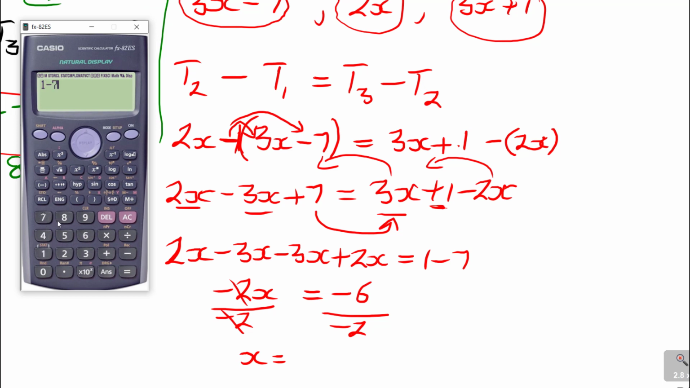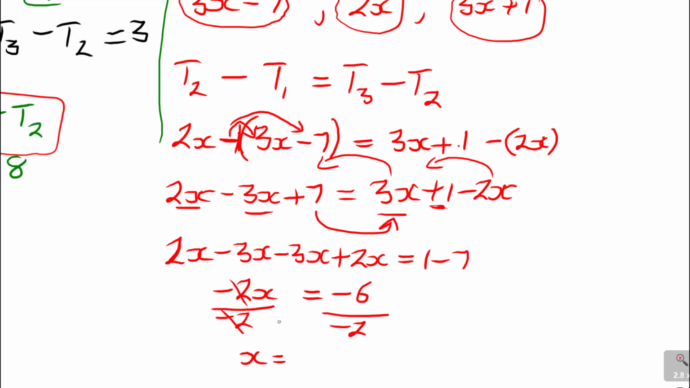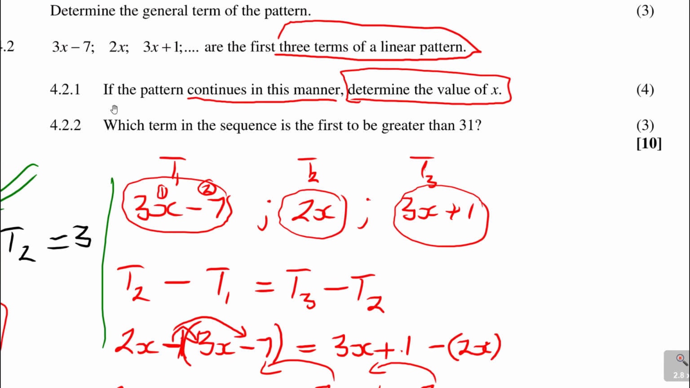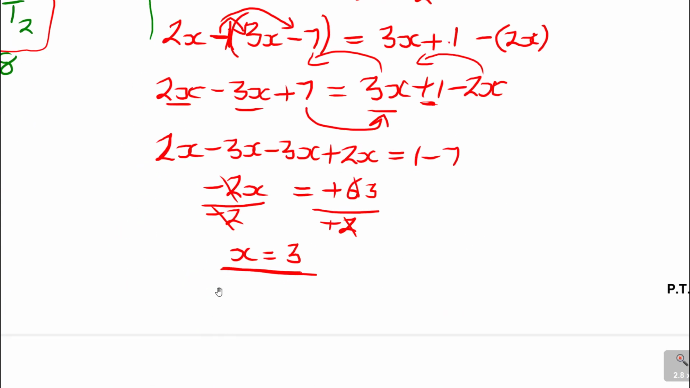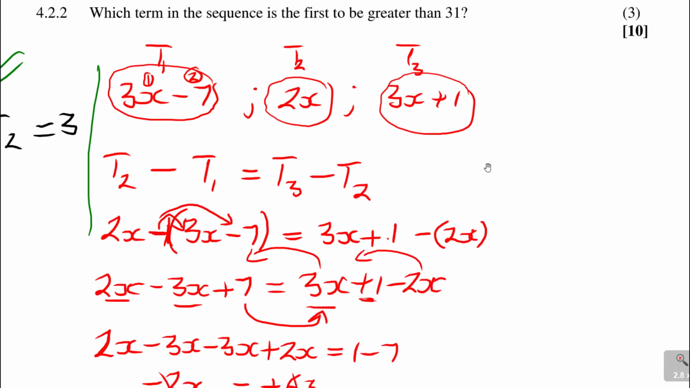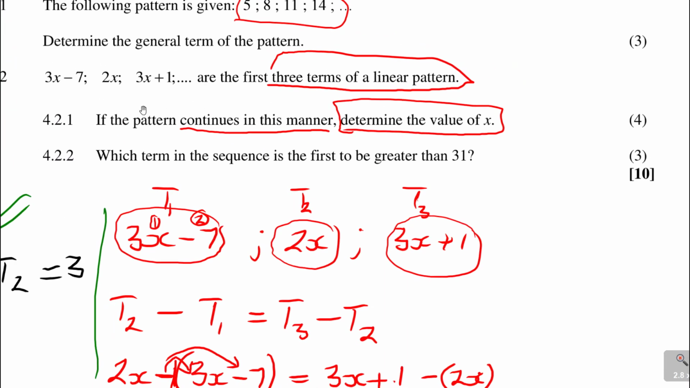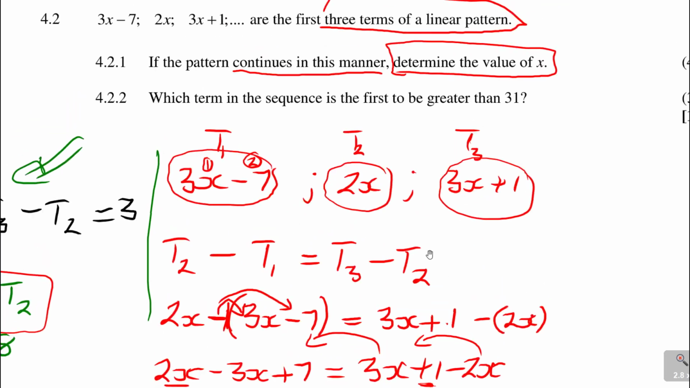So you said 1 minus 7 is negative 6. So I'm saying negative 6 divided by negative 2, it gives me a positive 3. So the negative neutralizes that. Negative 2 into 6 is a 3. So my x there is equal to what? My x there is equal to 3. Now the question says, if the pattern continues in this manner, determine the value of x. You just found it. X is equal to 3. That's the thing. They didn't say find these terms, they just wanted the value of x. So that is it. X is equal to 3.